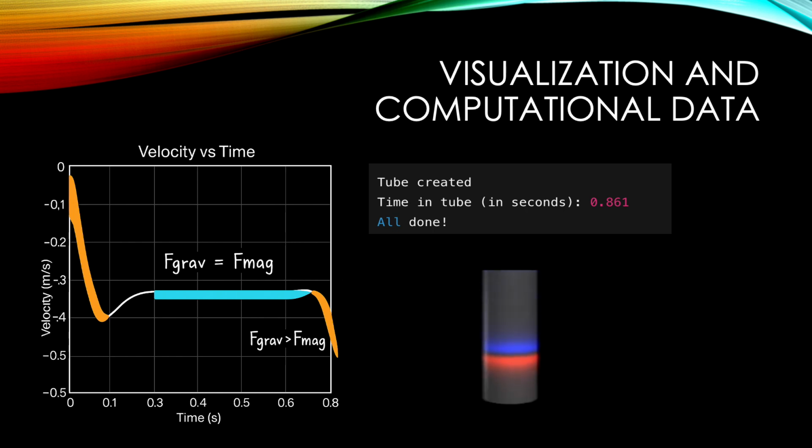The orange part is basically when F gravity is greater than F mag, and in the part where it's straight, it means F gravity equals F mag. And this was the tube that was created, the model that it simulated, and the time in the tube that it took according to the simulation was 0.861 seconds.